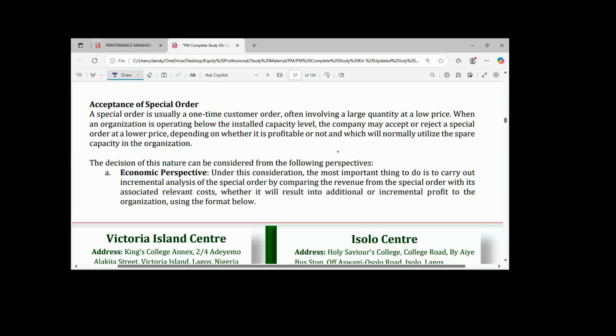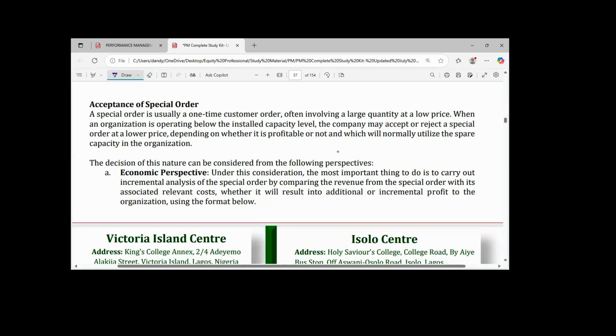So a special order is a one-time order that may be accepted or rejected depending on whether it is profitable or not profitable. This special order will utilize the company's spare capacity, such that when a company is operating below the installed capacity level, it is expected that the special order will utilize the spare capacity.